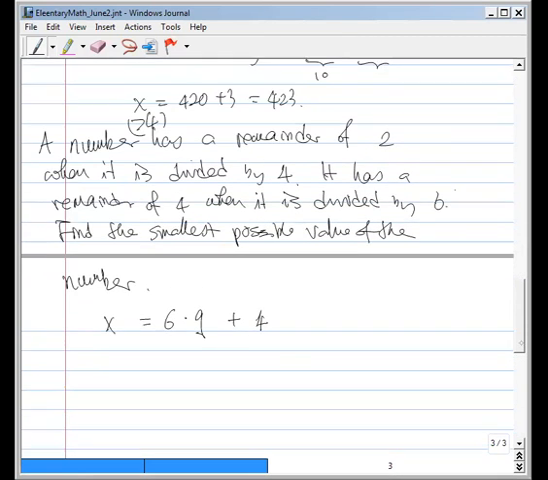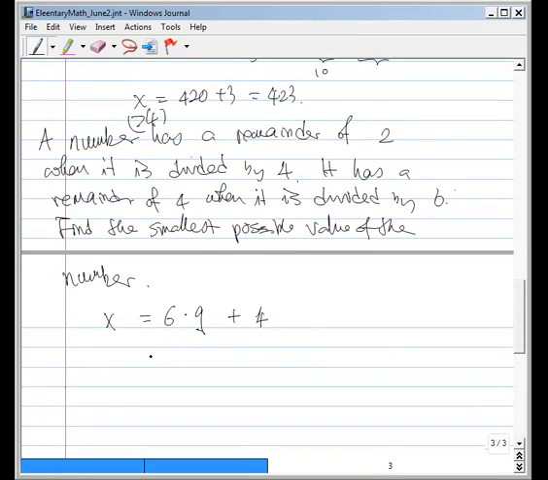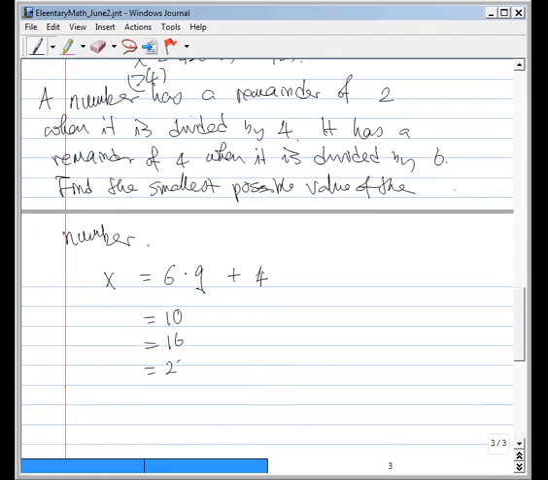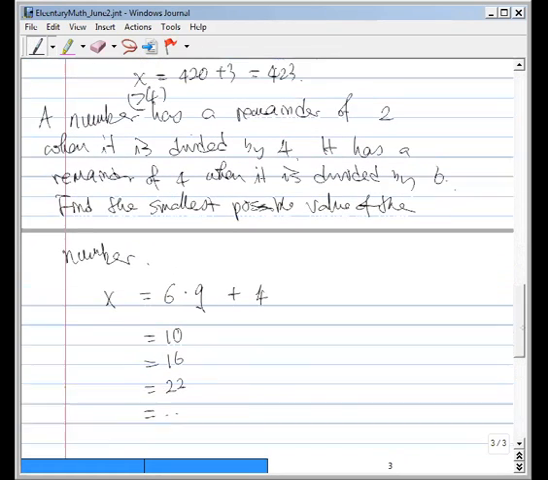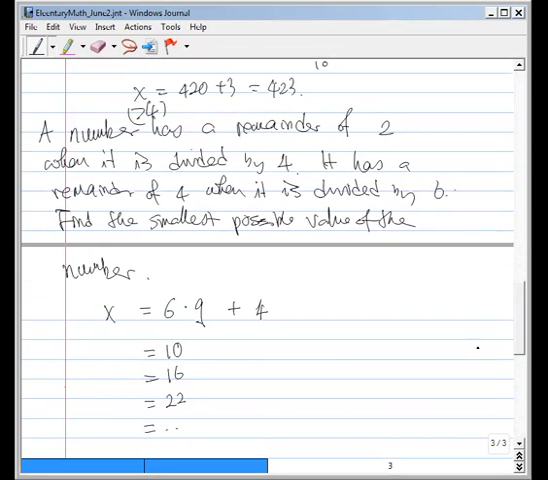Okay. So this number is greater than 4. So you can have 10. You have a 10, 12 plus 4, 16, right? And then 22, and so on. So then you look at when this is divided by 4, right? Divided by 4, what is the remainder?